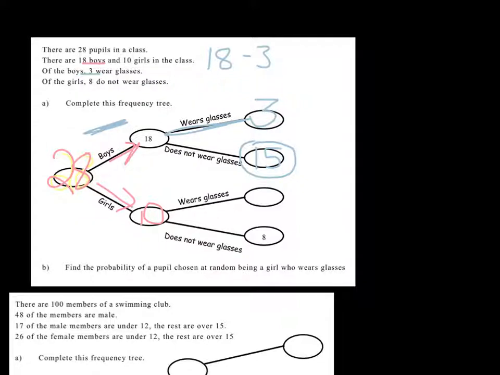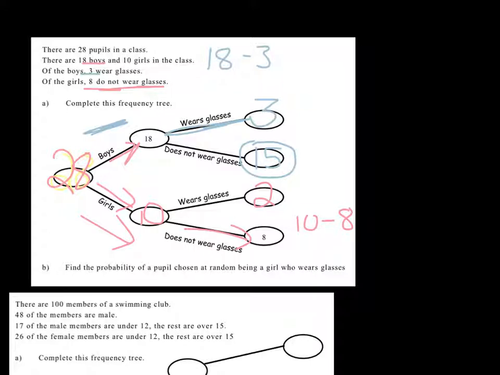Just to complete the rest of the question then, of the girls, 8 do not wear glasses. So of the girls, we go down the girls route, so we're going down this route. 8 do not wear glasses, and that has already been given. So if we know there are 10 girls altogether, there must just be 2 who do wear glasses. You can either do 10 minus 8 or just spot the difference.